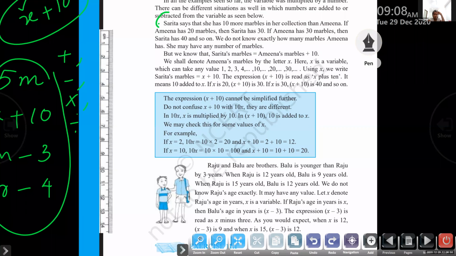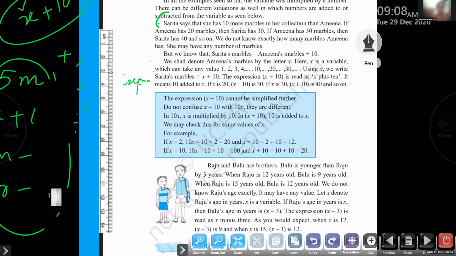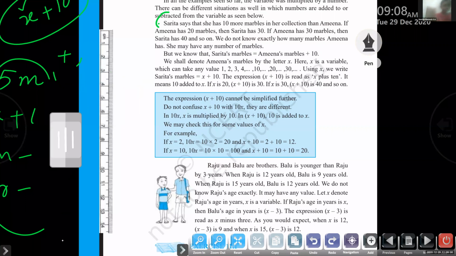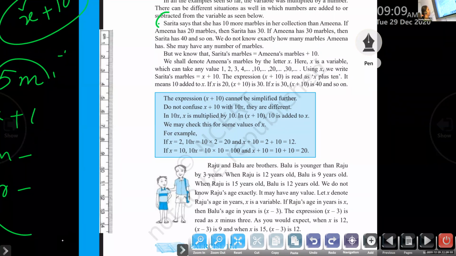Write the heading as expression. Expression. Write the heading as expression, underline that, and you write this table, only that blue box.